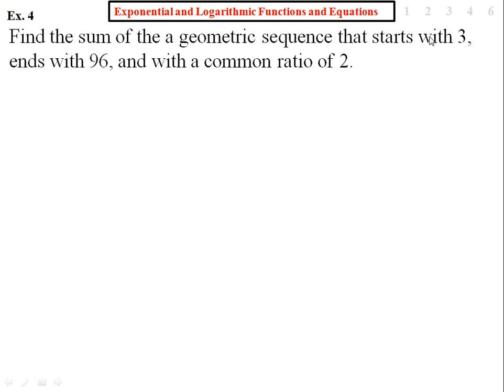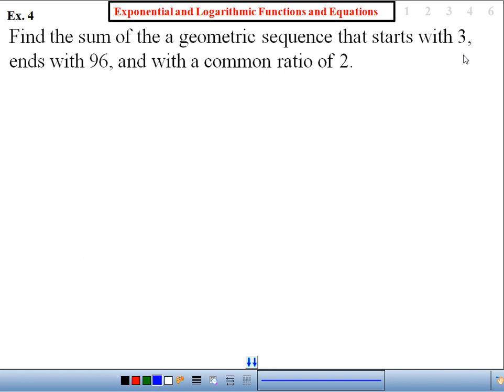Find the sum of a geometric sequence that starts with 3. What does that mean? That 3 is our what? A. And it ends with 96. What is 96 if it's our last number? That's our f of n. And then a common ratio of 2. So this is our r. So what is the only thing that we're missing? We're missing our n again. Is that correct? So that means we need to find our n by using the explicit, and then from there getting the sum of the series using the formula.